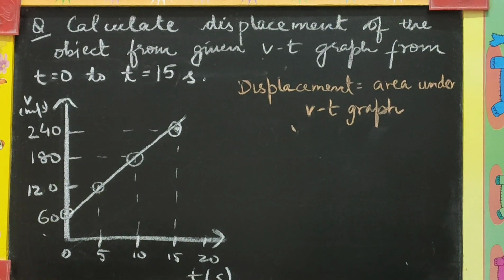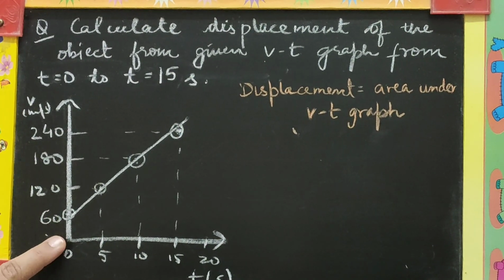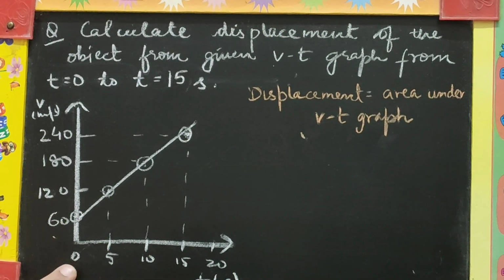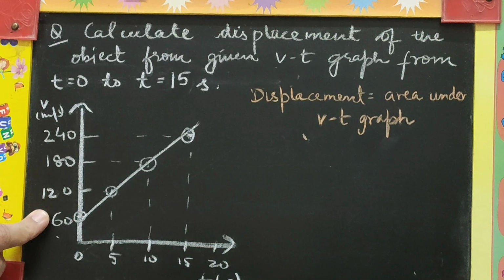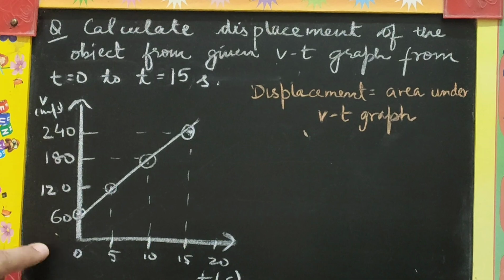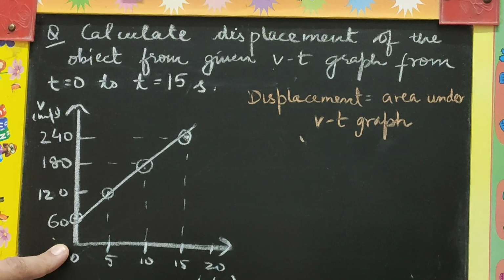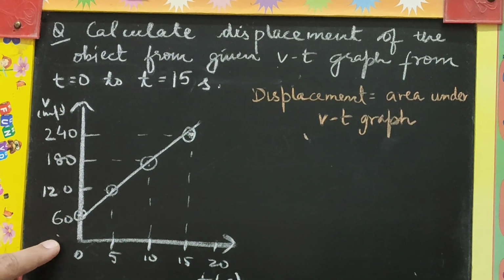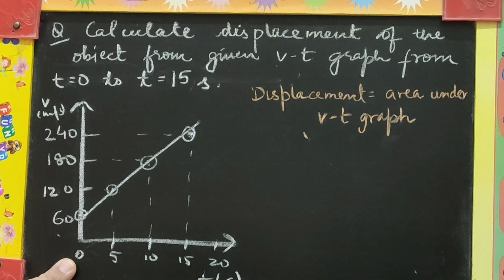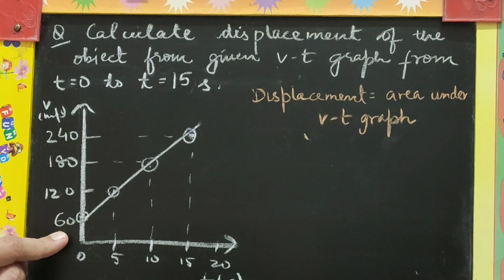Let us discuss a slightly different situation now. This time the VT graph given to us is not starting from the zero origin, which means that when t is 0, the object is already moving with some velocity, which in this case is say 60 meter per second. I again repeat, in this question the graph given is not starting from point 0. This means that the object is already moving with a velocity when we started observing the object at t0.